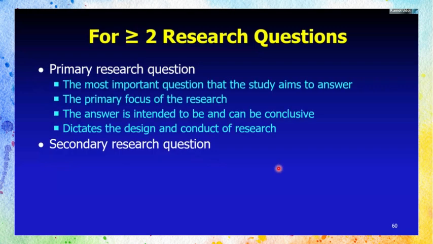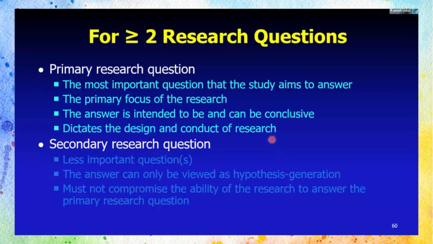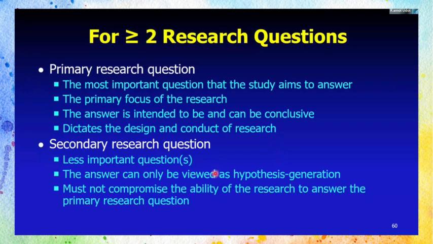Primary research question is the most important question that the study aims to answer. It's the primary focus of the research. The answer is intended to be and can be conclusive for the primary research question. And it's this primary research question that dictates the design and conduct of research. Secondary research questions are less important. The answer can only be viewed as hypothesis generation. You cannot make any conclusive answer regarding secondary research questions.